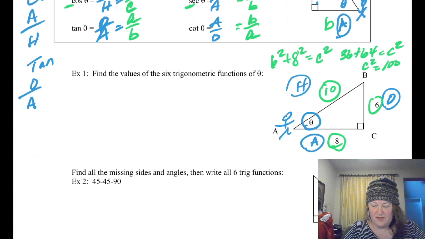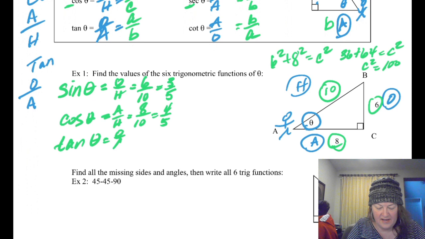Once I have that, I can set up all the trig functions as if I'm standing at theta. We do sine first. Sine, if I'm standing at theta, is going to be O over H, and in this case, it's 6 over 10. If I reduce that, I get 3 over 5. Cosine, if I stand at theta, is A over H, which is 8 over 10, which reduces to 4 over 5. And tangent, if I'm standing there, is O over A, which is 6 over 8, which is 3 over 4.